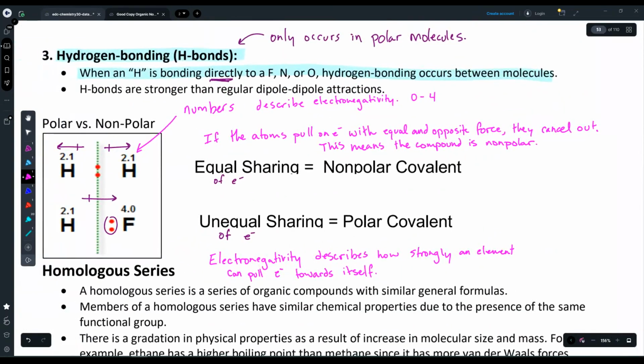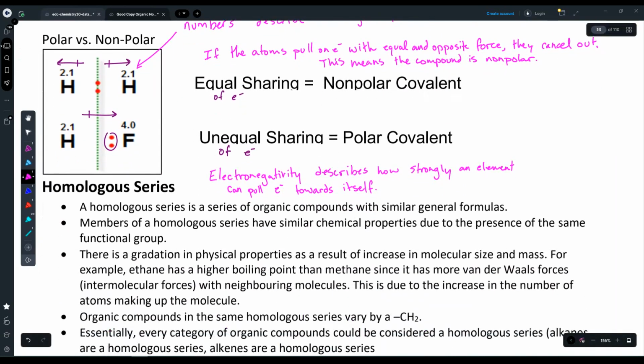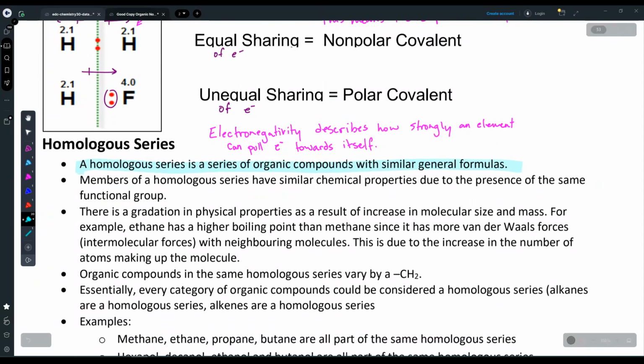All right, so now that we've covered some background of intermolecular forces, we can get into homologous series and how these intermolecular forces affect properties of homologous series. So what is a homologous series? It's when you have a series of organic compounds with similar general formulas. You should know what a homologous series is. Members of a homologous series have similar chemical properties due to the presence of similar or the same functional group.